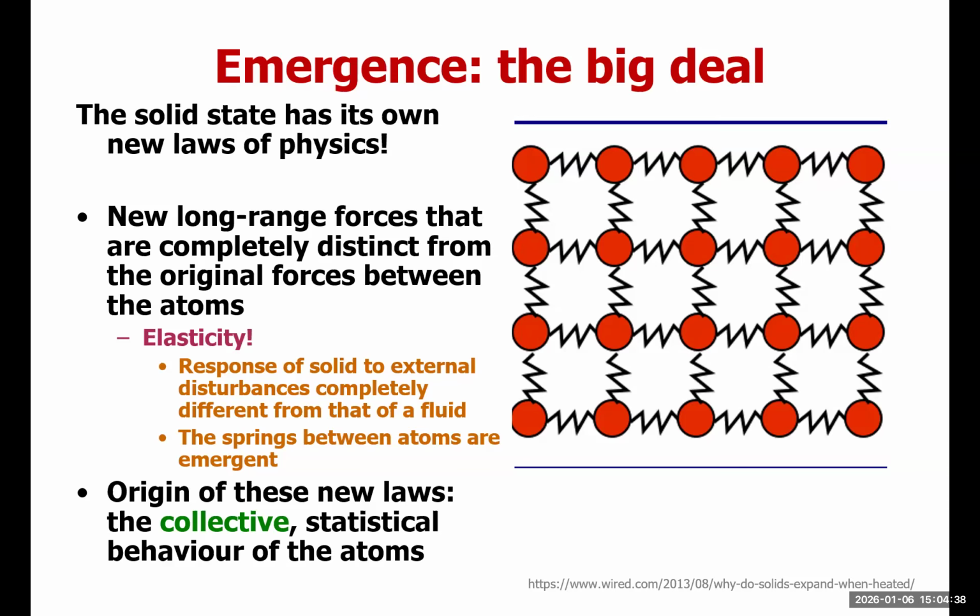So if I ask you, what is emergent about this picture? The answer is the springs are emergent. The origin of these new laws, this elasticity, the laws of springs, is a collective statistical behavior of the atoms, as verified by looking at their correlations. So if you want to say in a nutshell, what are we trying to predict? We would like to be able to predict A, that those springs exist, and B, what is the spring constant of those springs?